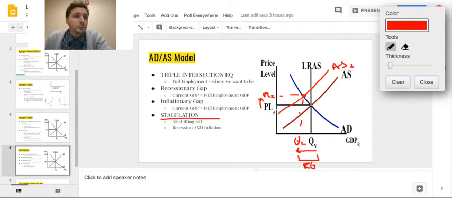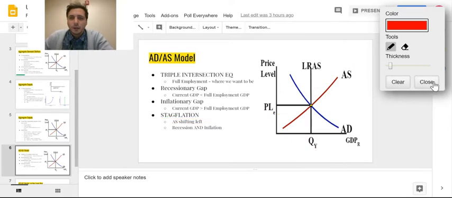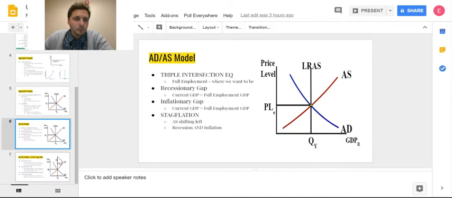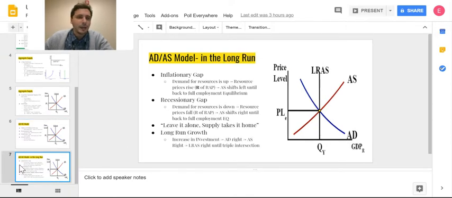We also call this cost push inflation. It's costs that are moving aggregate supply to the left, right? Whereas when demand's going to the right, we have an inflationary gap. That's demand pull inflation. Okay, just keep those in mind. All right, let's roll. Our final slide, the long run adjustment.